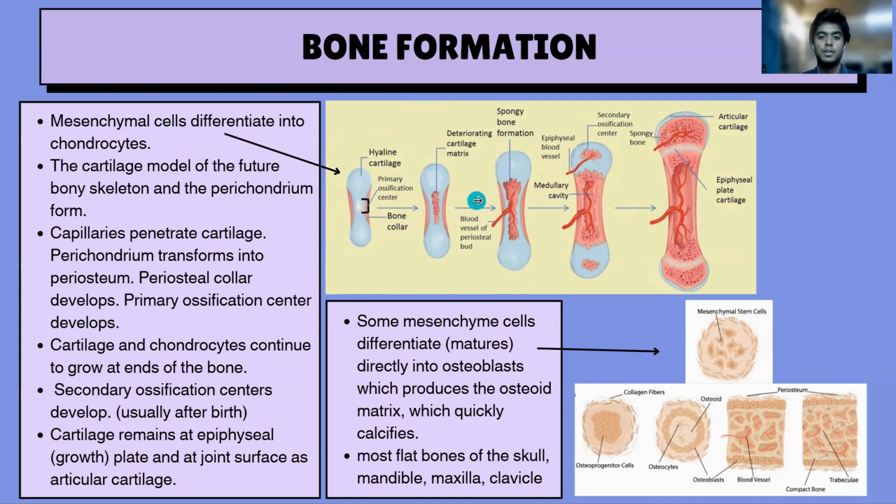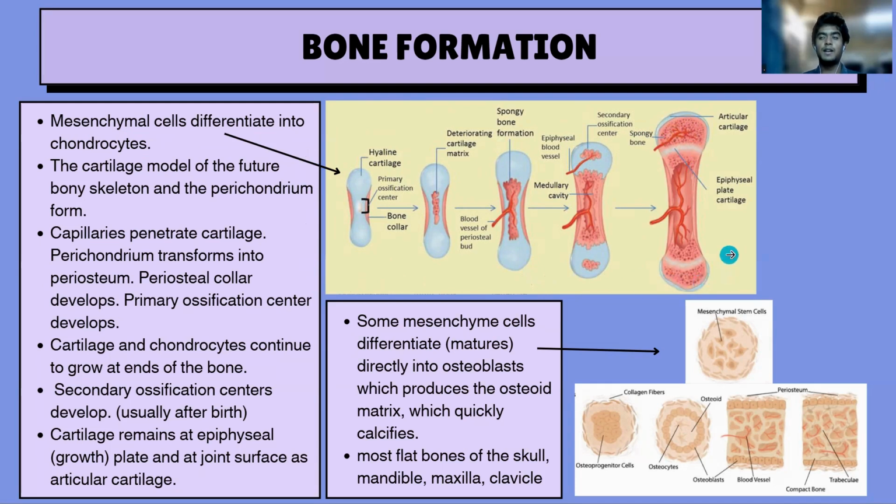Cartilage and chondrocytes will continue to grow at ends of the bone, which will cause elongation of the bone. And then the secondary ossification center will start to develop as well. Usually, this process happens after birth. The cartilage remains at epiphyseal growth plate and at joint surfaces such as the articular cartilages, as mentioned earlier. So this formation is known as endochondral ossification.